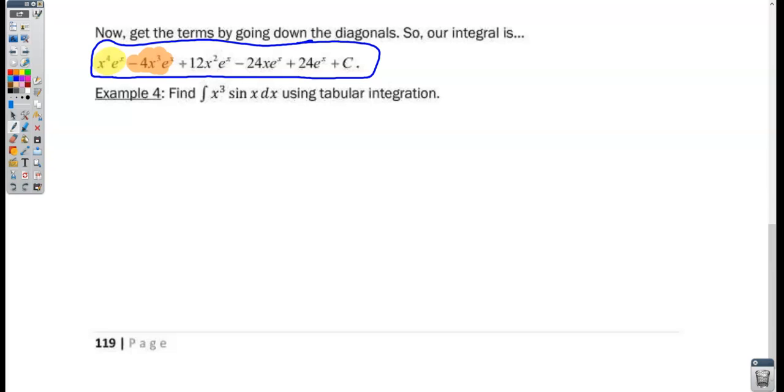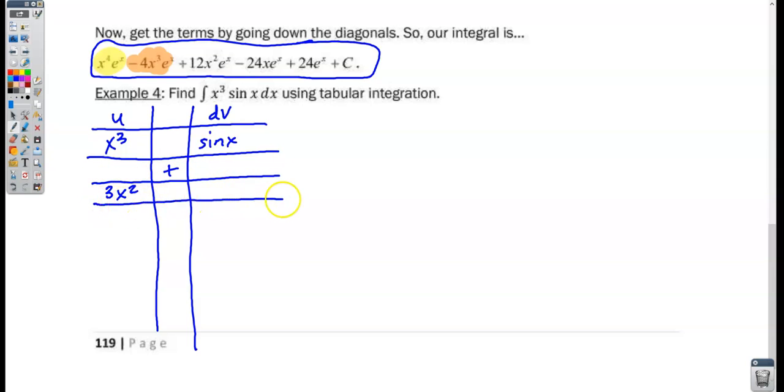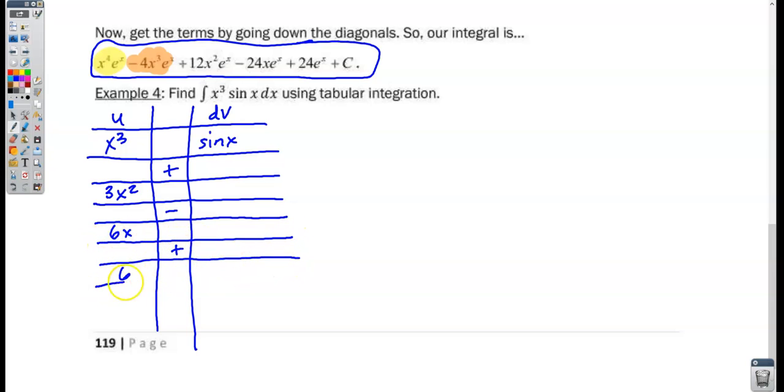I'm going to go ahead and set up my table for my tabular integration. And like I said last time, I use a 3-column table. I use U and then my signs and my DVs. So I'll start with my U and my DV, and then a plus sign. And then I'm going to go with my derivatives down this column until I get to 0. So I keep taking the derivative of that u term until I get down to 0.